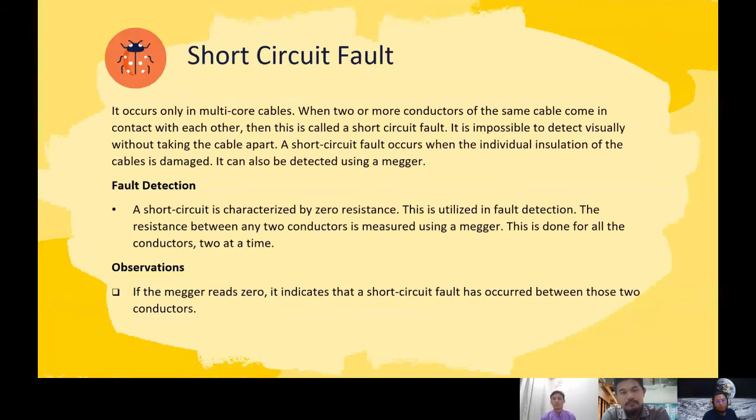It's impossible to detect visually without taking the cable apart. A short circuit fault occurs when the individual insulation of the cable is damaged. We can also detect it by using a megger. The observation we get is that if the megger reads 0, it indicates that a short circuit fault has occurred between those two conductors. The third one is earth fault.